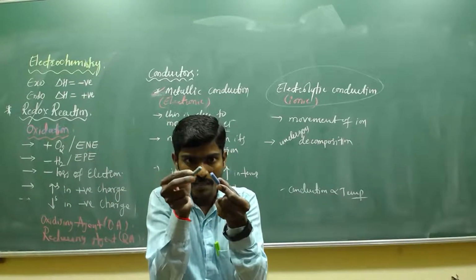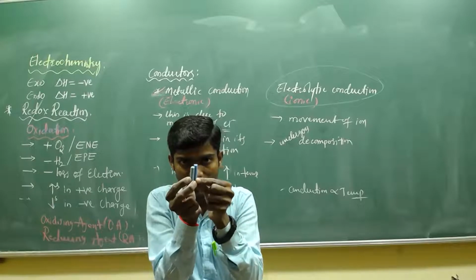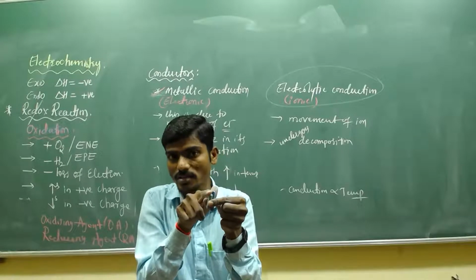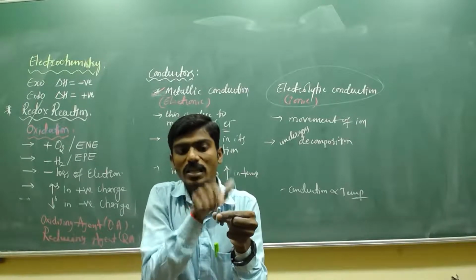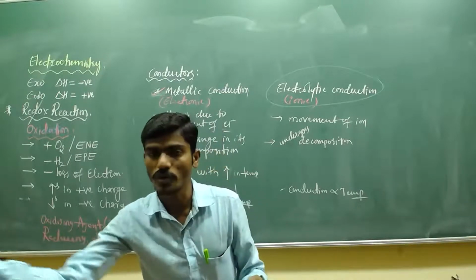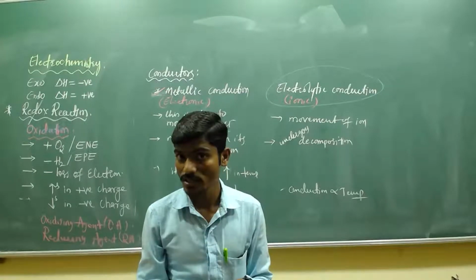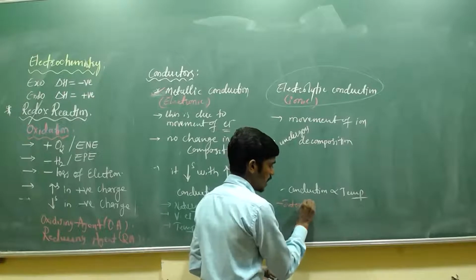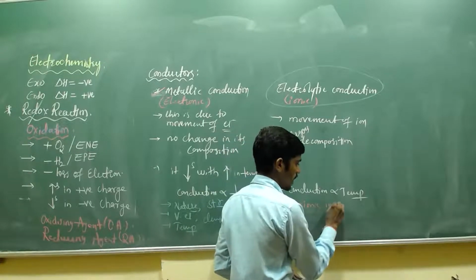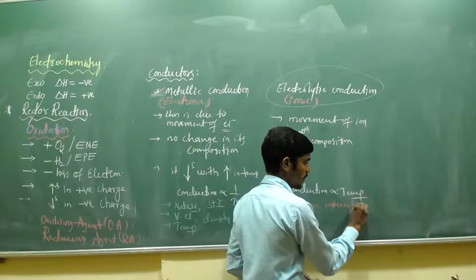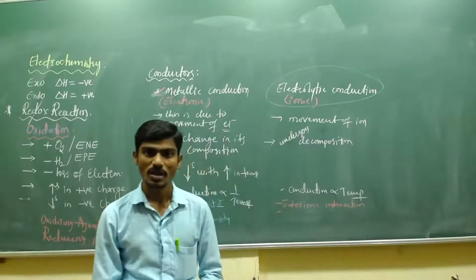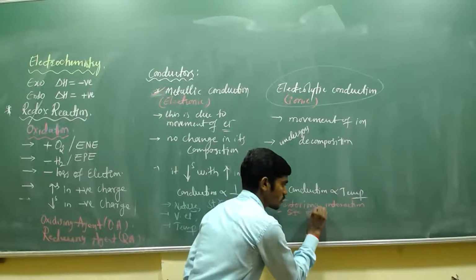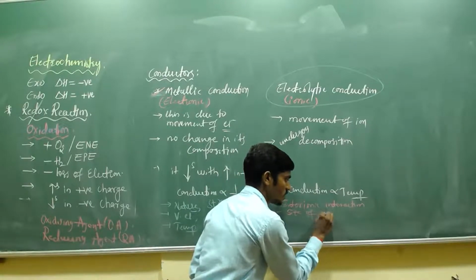If inter-ionic interactions are present between these ions, then these ions are busy with other ions in the solution. So therefore, these ions are not free to carry the current. So conduction is less. So it depends upon inter-ionic interaction. It depends upon size of ion.